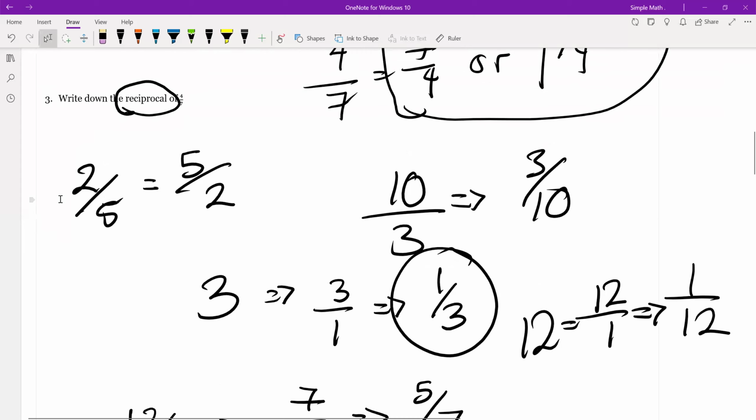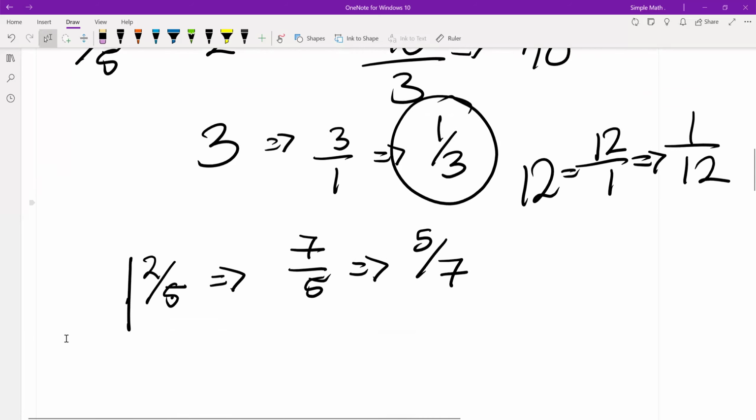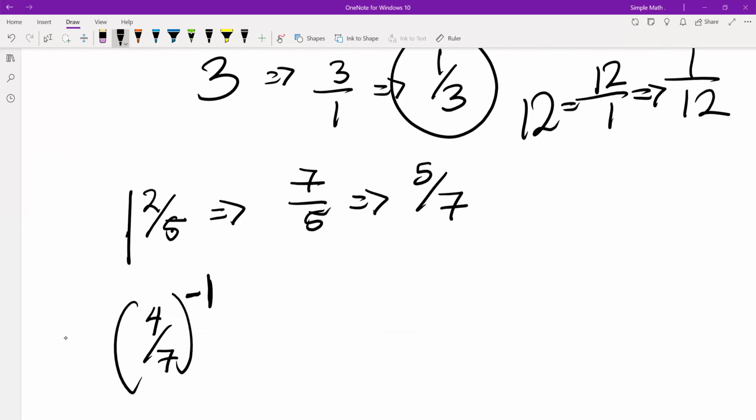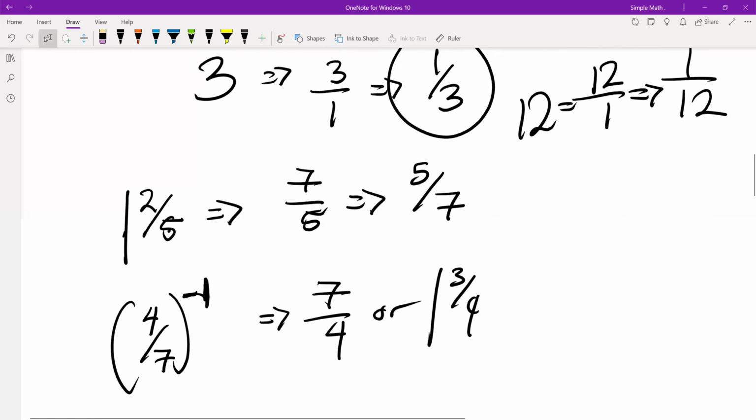Sometimes, instead of just asking for the reciprocal, the question might be something like this: 4 over 7 to the power of -1. So anything to the power of -1 is also asking you for the reciprocal of that number, which will still be 7 over 4, or 1 whole 3 over 4. All right, so let's move on to the next question.